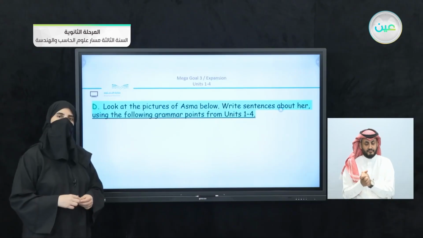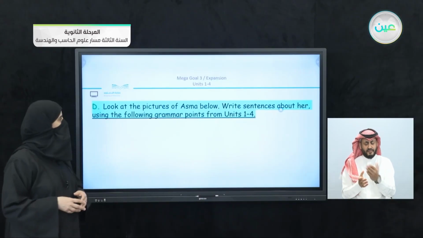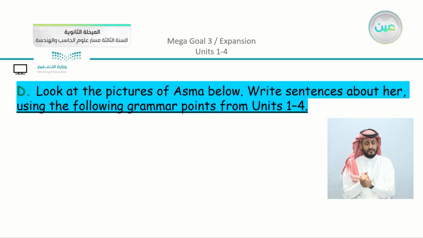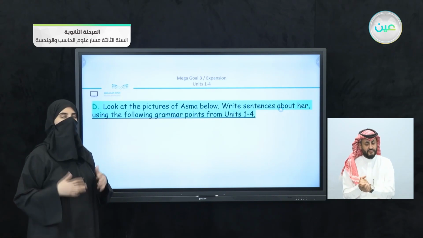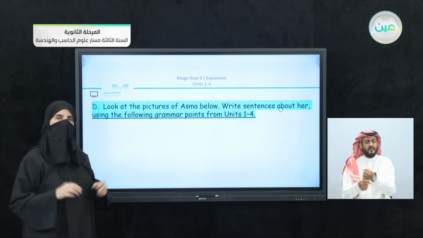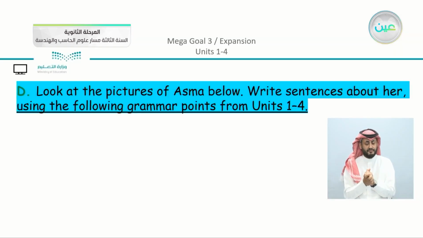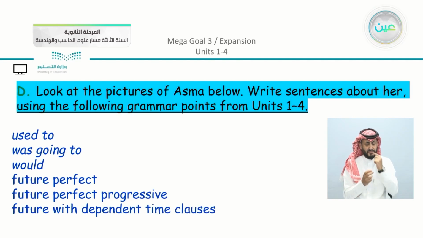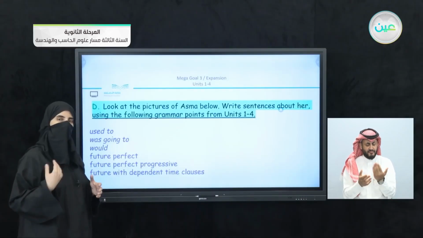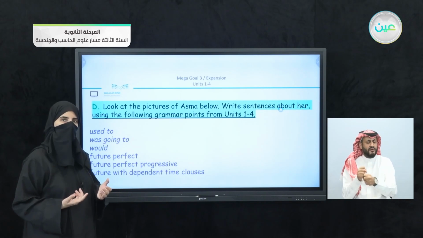Now, we have something here different. We have D, to look at the pictures of Asma below. Write sentences about her using the following grammar points from units 1 to 4. Now, we did study lots of structures here in the 4 units. We are going to meet our character here. But before the character, just to revise, what are the structures that we are talking about?